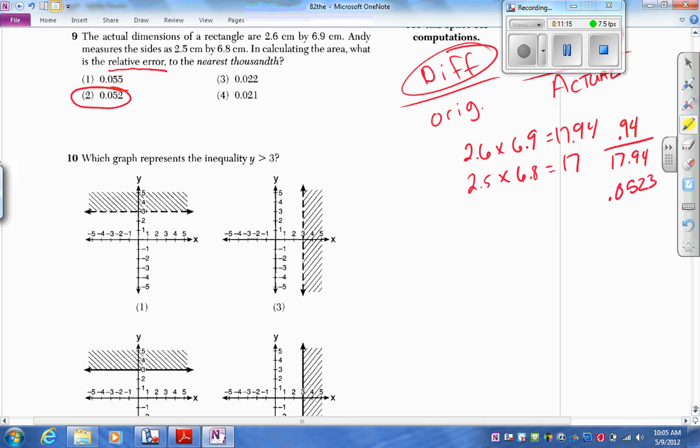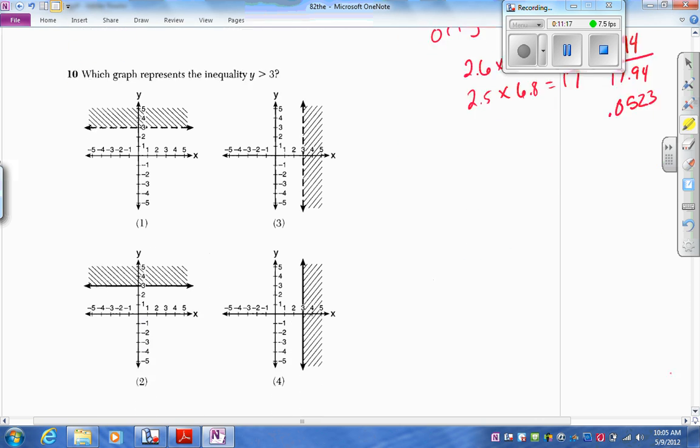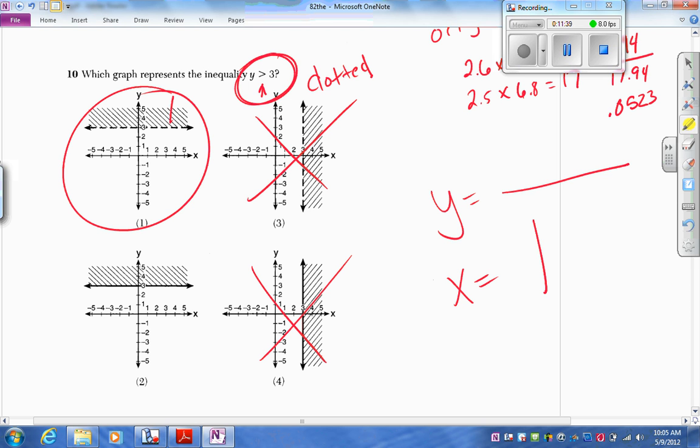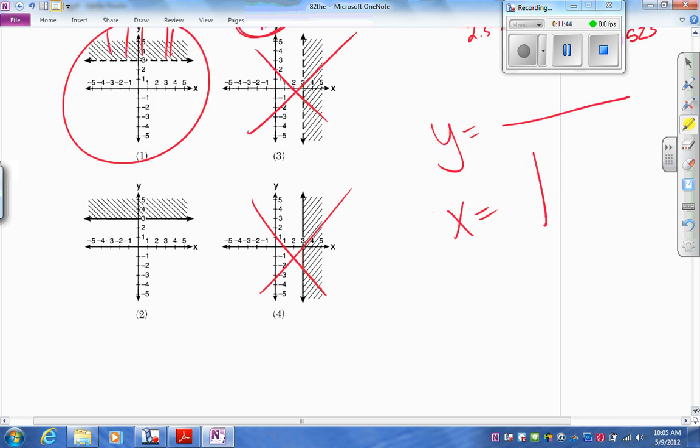All right. Hopefully by now you know y equals lines are horizontal and x equals lines are vertical, which means these two can't be the right answer. The next thing you've got to recognize is that there's no equal sign. See, there's no line underneath there, which means it's a dotted line, and therefore it must be choice A. And greater than means we shade up, if you remember correctly. All right, moving on.